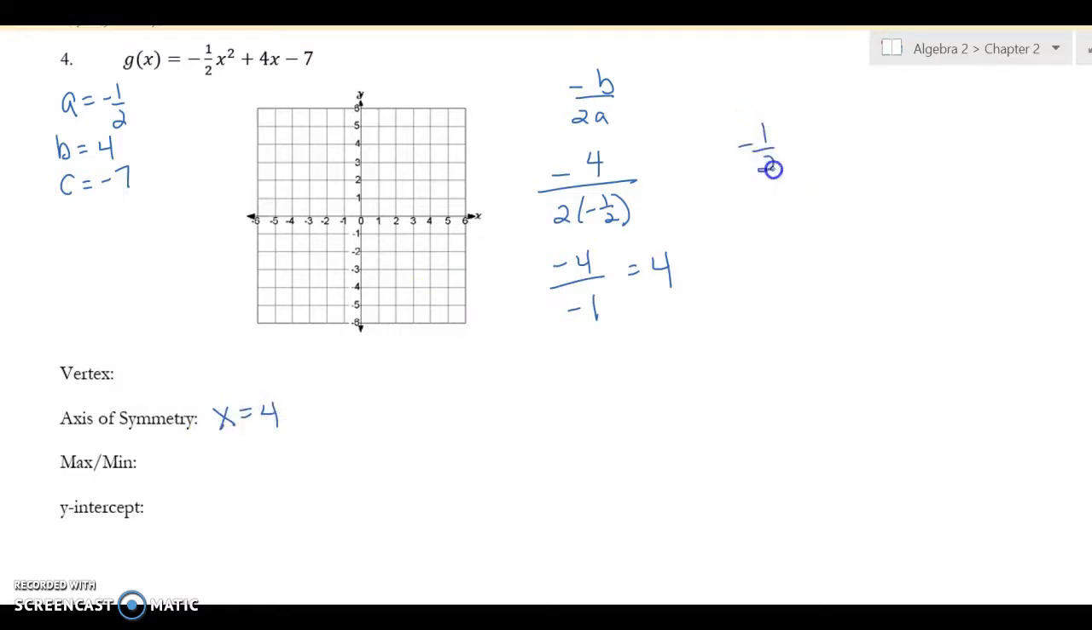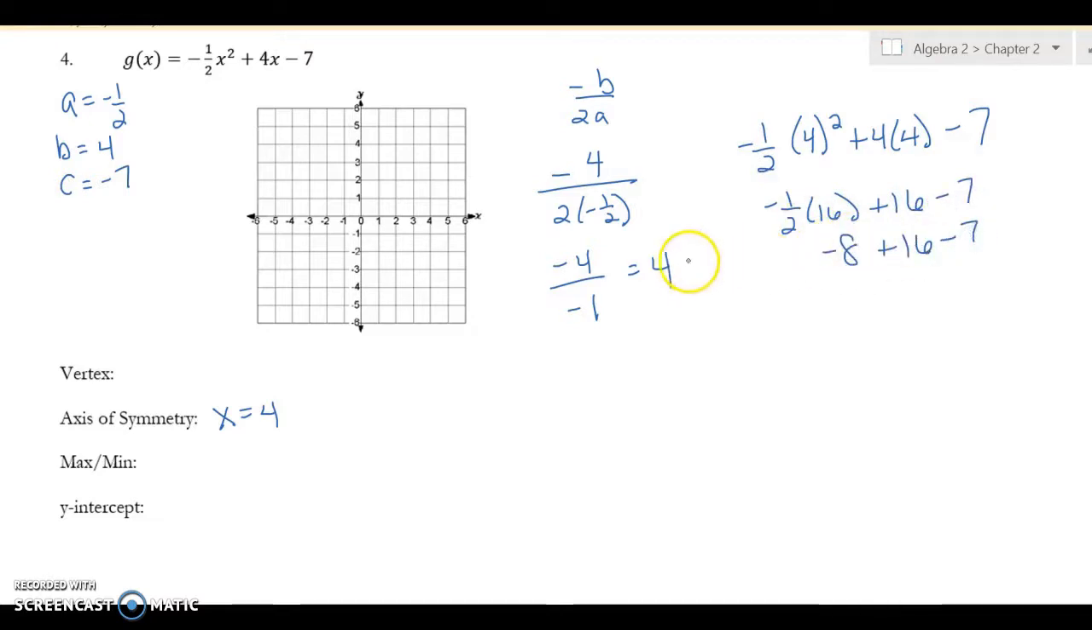And now I'm going to plug 4 into my equation. And so 4 squared is 16. 4 times 4 is 16. So that's negative 8 plus 16 minus 7, which is 1. And so my vertex is at 4, 1.